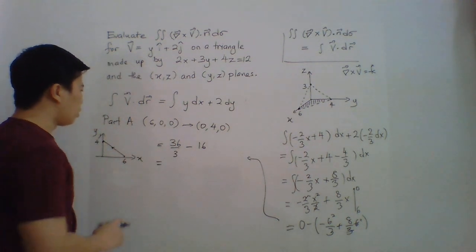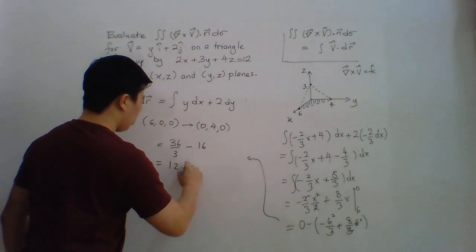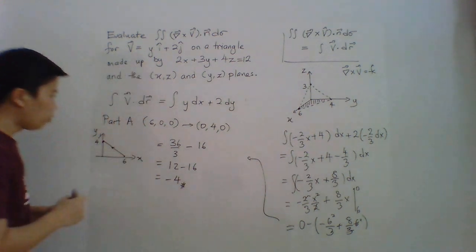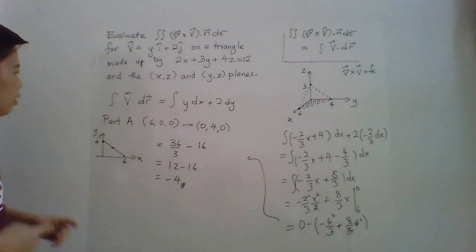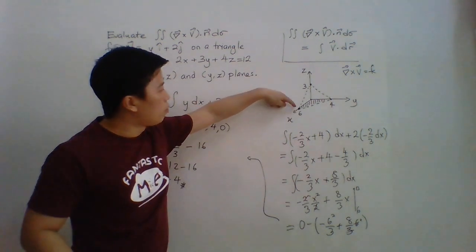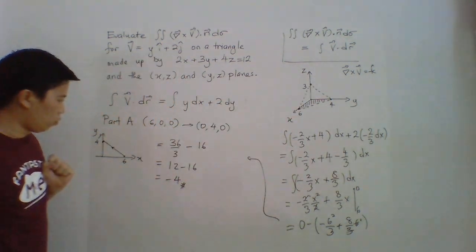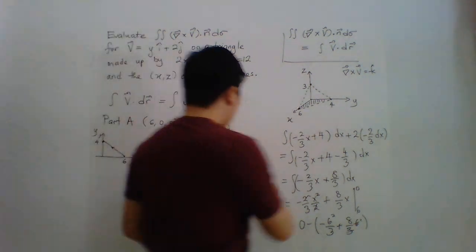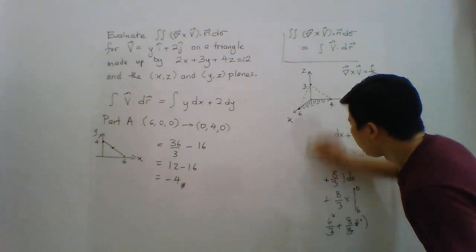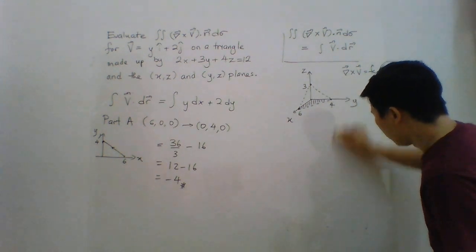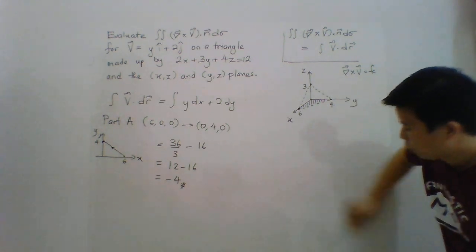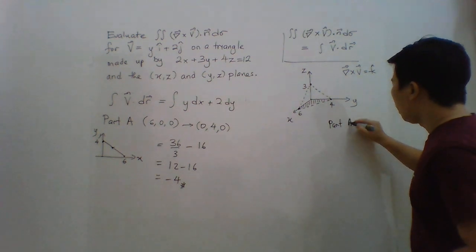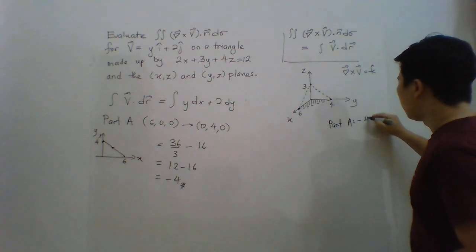And therefore, this is going to be 12 minus 16, and this is going to be negative 4. So here we have the line integral from here to here, where the answer is equal to negative 4. Okay, so let's retain this somewhere over here. So let's say part A, this is negative 4.